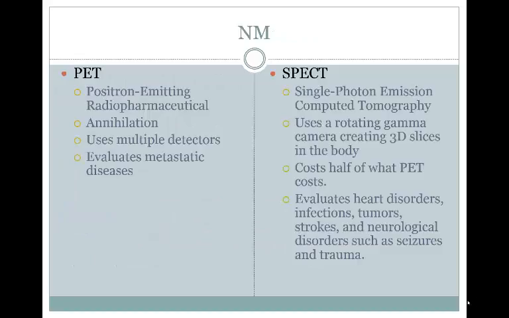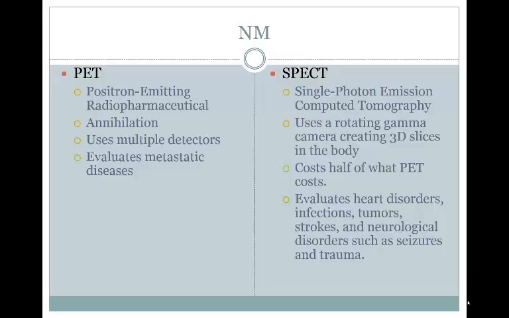Okay, then we get into PET and SPECT. PET is positron emitting radiopharmaceutical kind of imaging. The patient is injected with a radionuclide, producing decays, causing positron emission rather than emitting ionizing radiation. The positron emission interacts with an electron, which causes annihilation and produces 2 gamma rays 180 degrees opposite of each other.